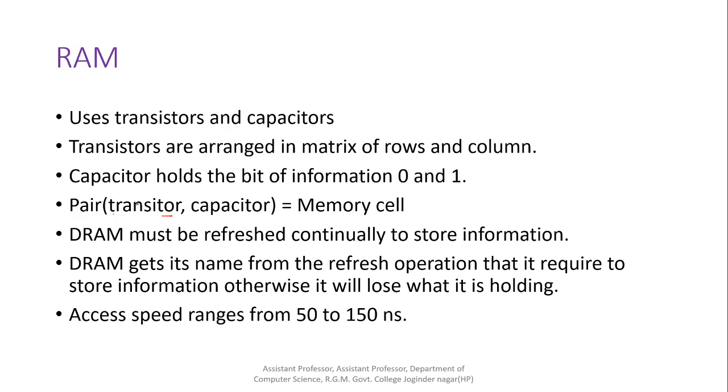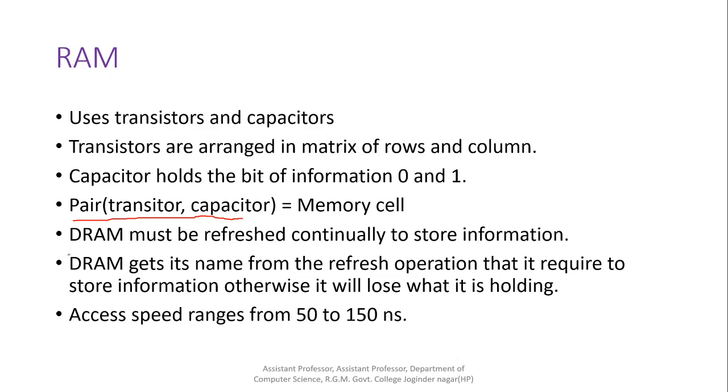It uses transistors and capacitors. The transistors are arranged in a matrix of rows and columns. The capacitor holds the bit of information, 0 or 1. The transistors and capacitors are paired to make a memory cell. So one memory cell in dynamic RAM is a pair of a transistor and a capacitor. The transistor acts as a switch that lets the control circuit on the memory chip read the capacitor or change its state.